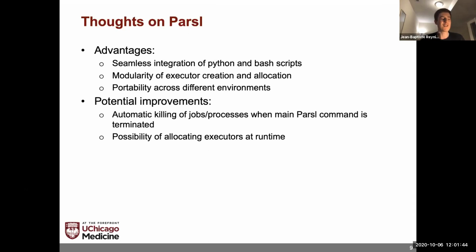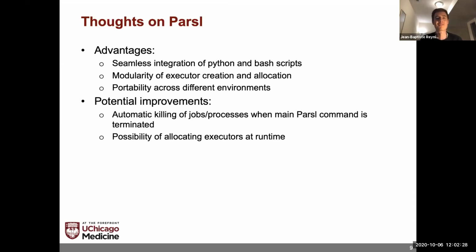As for potential improvements, I've been a little frustrated sometimes because when you kill a Parcel command, it doesn't automatically kill the jobs that were created by this command. And so that can sometimes be a bit of a pain, having to manually kill those commands. Another small possible improvement would be allocating executors at runtime. Right now, I'm allowing the users to specify the configuration, but also which tool should be allocated to which executor. I think it'd be great to have this done at runtime too. That's just a small idea.